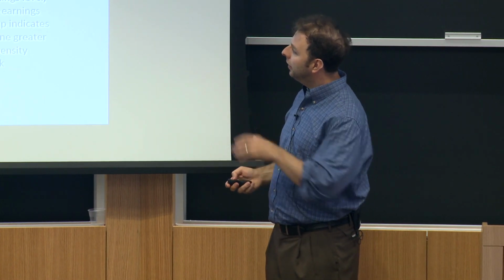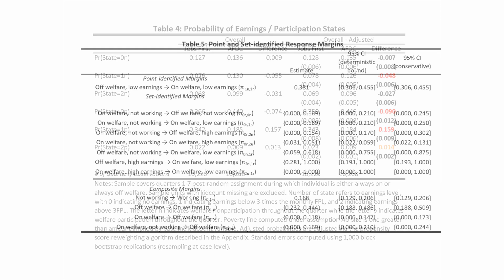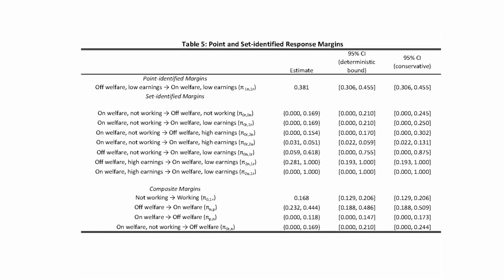OK, so here are the experimental impacts on the probabilities of occupying each state. Let me just skip. I'm running out of time. I'm going to skip to the meat of the results. OK, so here's one result, which is that this is the one point identified margin: the program induced 38% of the people who would have been working off welfare to work on welfare. And there are confidence intervals up here corresponding to that statement.